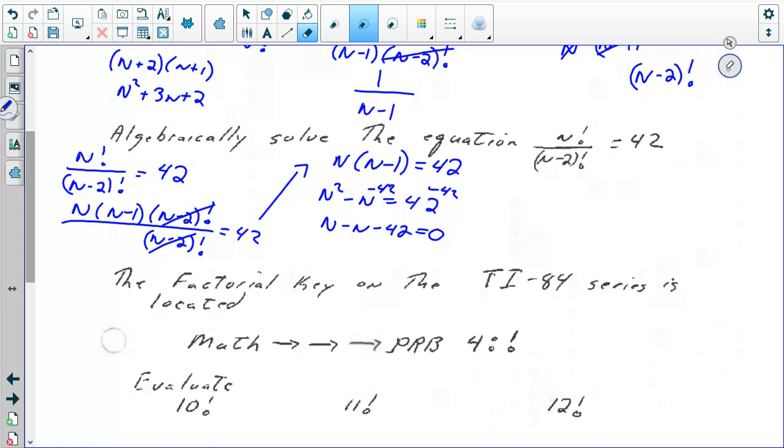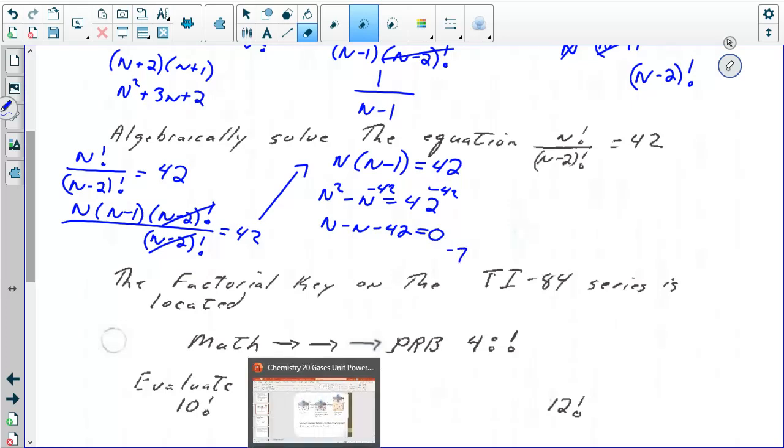What are the factors of 42? 1 and 42, 2 and 21, 6 and 7. Those are the ones that we have to work with. Our two numbers are negative 7 and positive 6. I can shortcut this because there's a 1 in front of my n squared term. This works out to be n minus 7 times n plus 6.